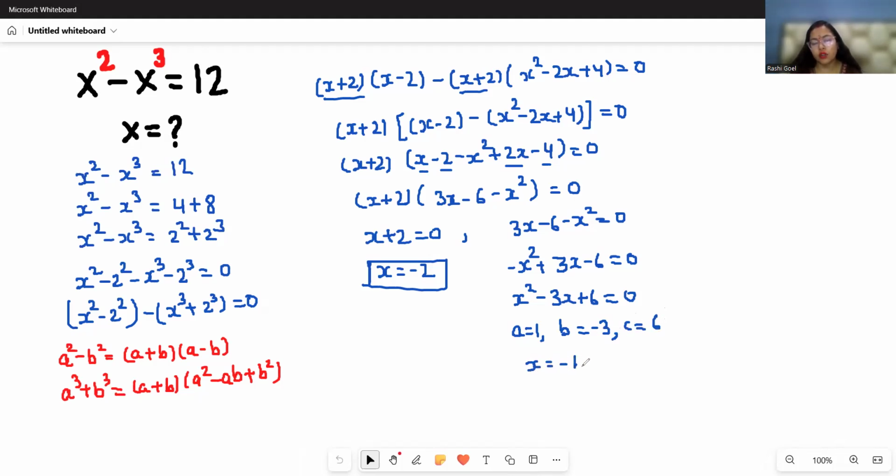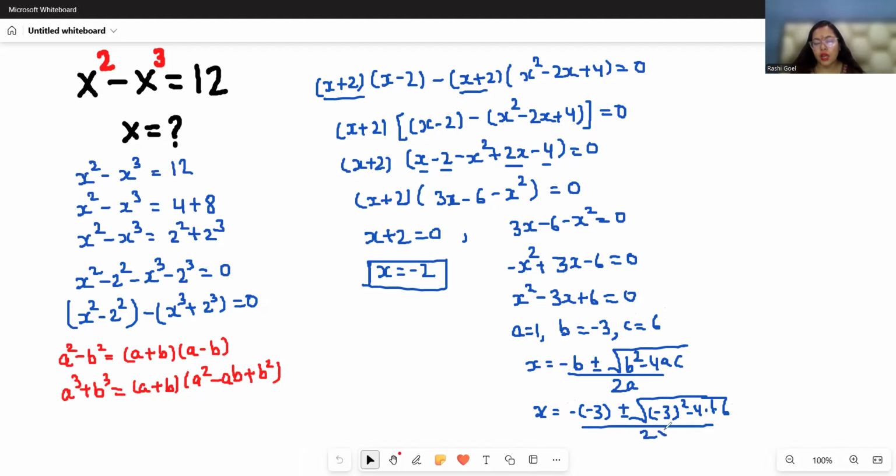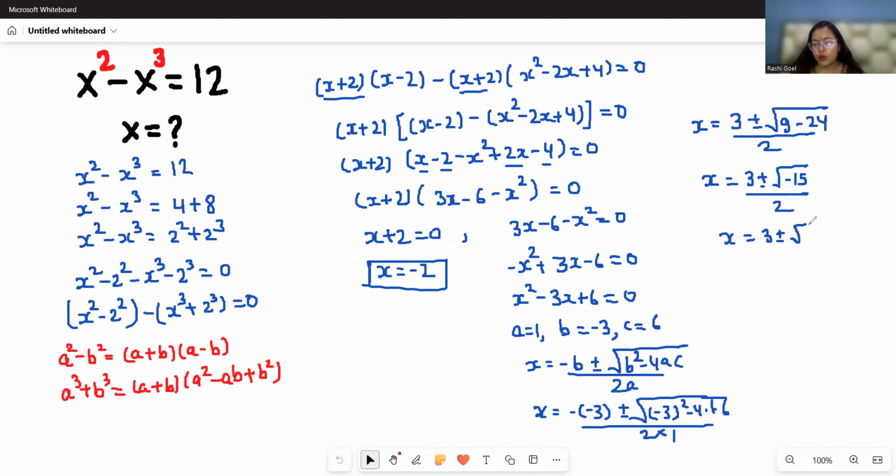So the formula of quadratic equation is minus b plus minus under root b square minus 4ac by 2a. So x is equals to minus minus 3 plus minus under root minus 3 square minus 4 times 1 times 6 by 2 times 1. So x is equals to 3 plus minus 9 minus 24 by 2. So x is equals to 3 plus minus under root, this becomes minus 15 by 2. So x is equals to 3 plus minus root 15 iota by 2.